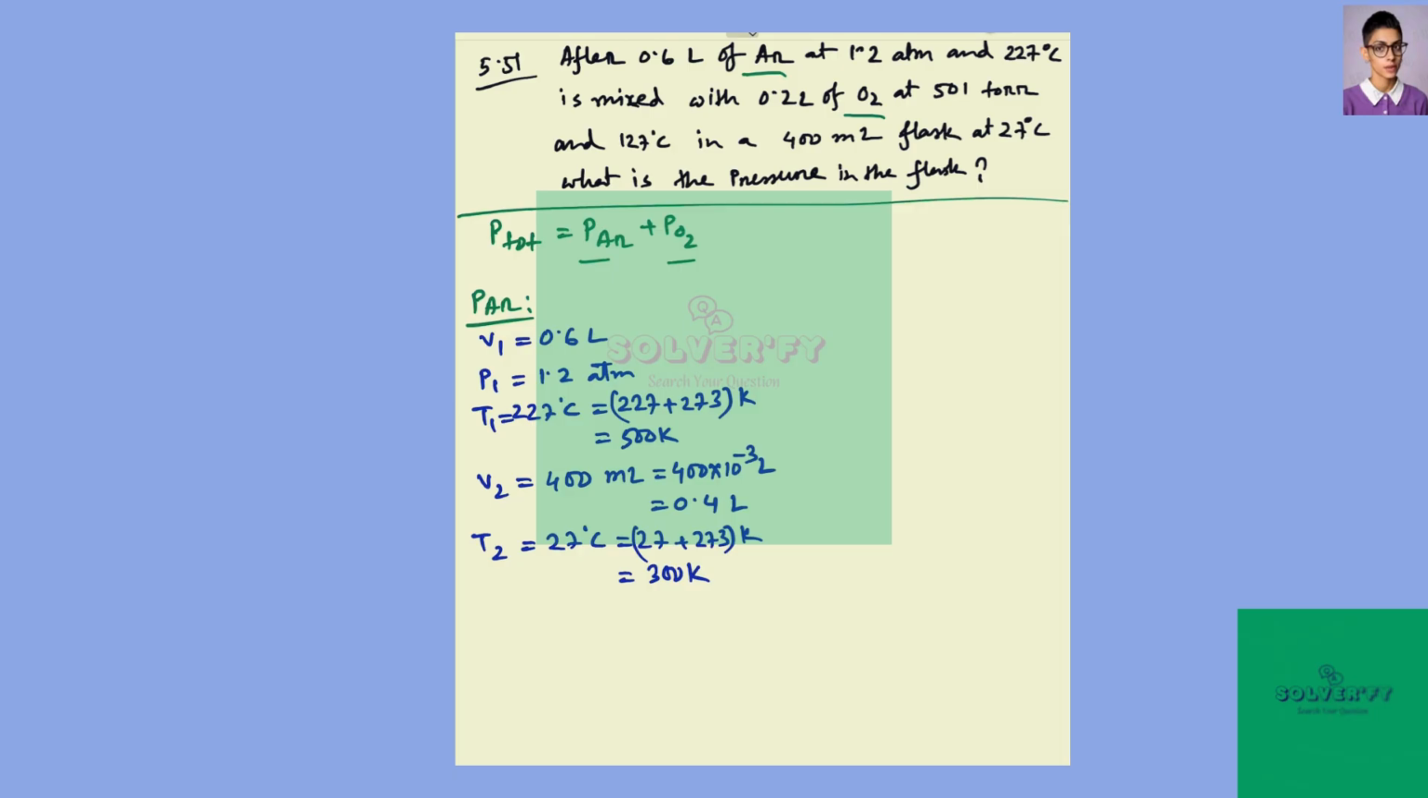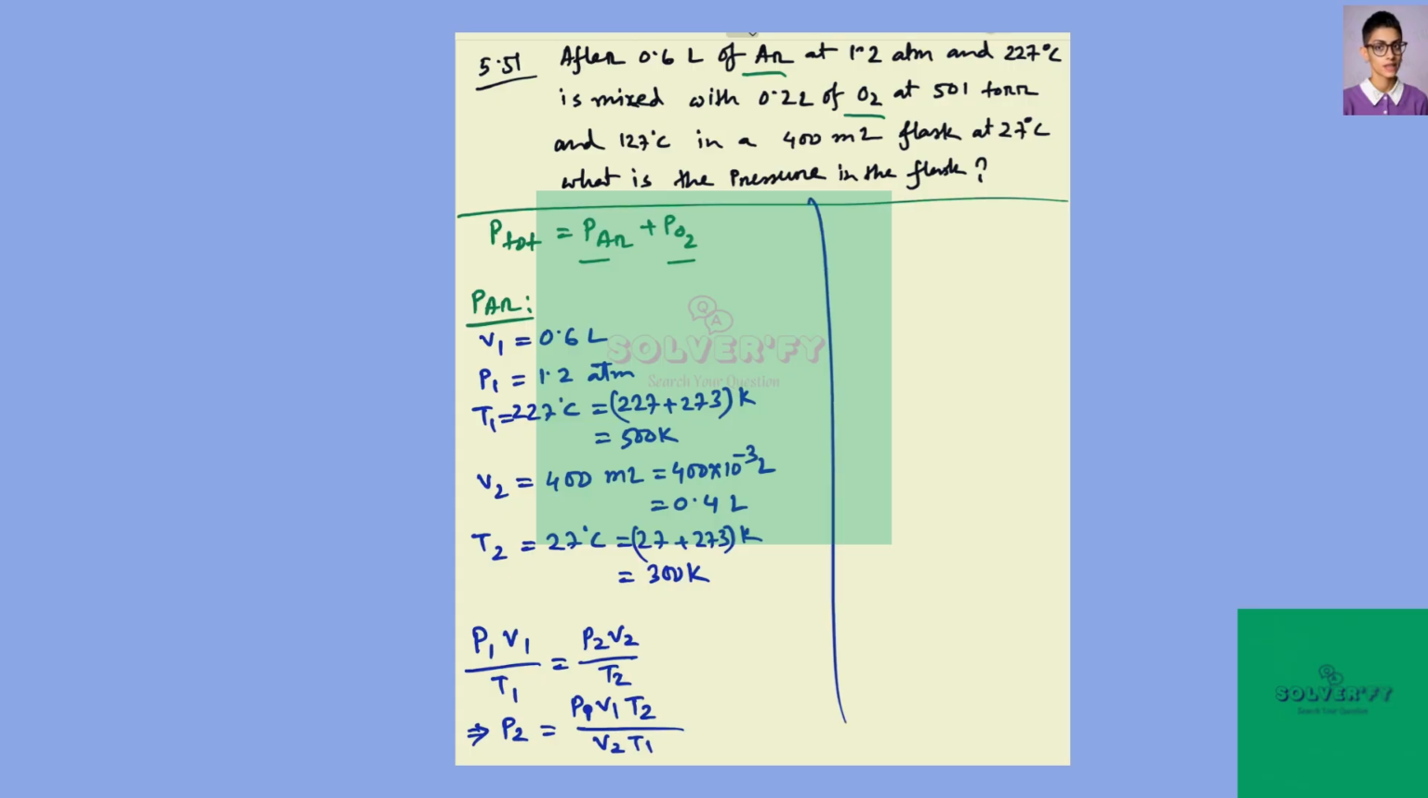Now, using the ideal gas law, we can find the final pressure. We know the ideal gas law for these two conditions: P1 V1 divided by T1 equals P2 V2 divided by T2. We need to find the final pressure, which is P1 V1 T2 divided by V2 T1.